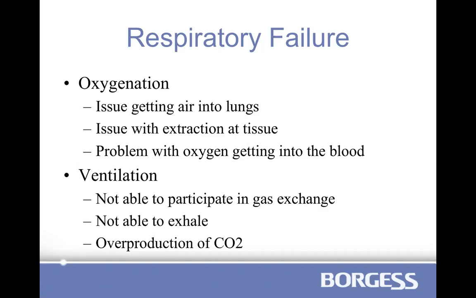Okay. Also, yes, you can have both an oxygenation and a ventilation problem at the same time, but there is usually one that is more pressing at the moment.